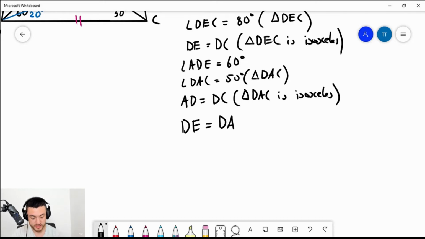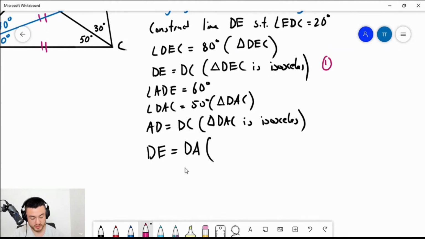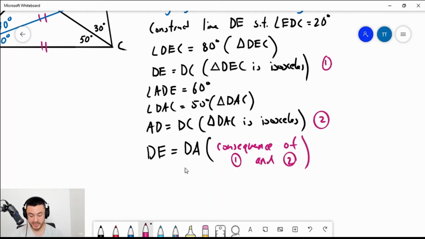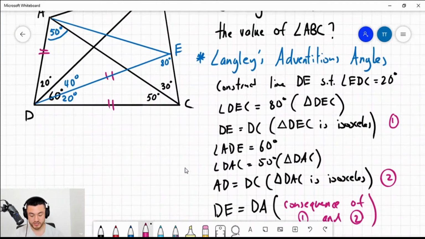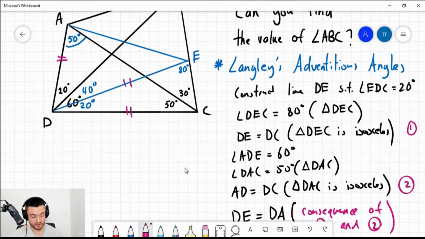Okay, so let's just put a 1 and a 2 here. As a consequence of those two steps, as a consequence of 1 and 2, we can say that DE is equal to DA. So we have another isosceles triangle. So ADE is also an isosceles triangle.